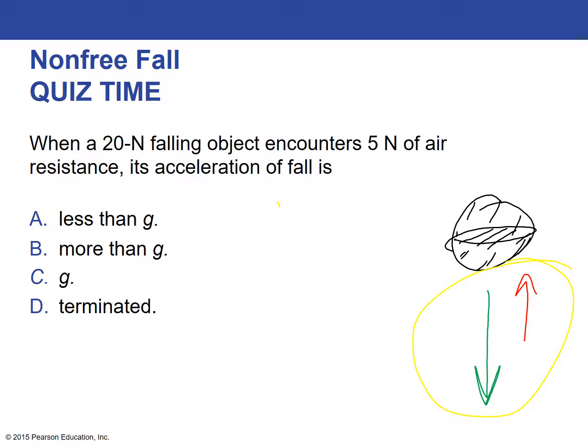Or is acceleration terminated so it becomes 0 and the ball falls at a constant velocity without any change in velocity? All right? Think about that for a minute.